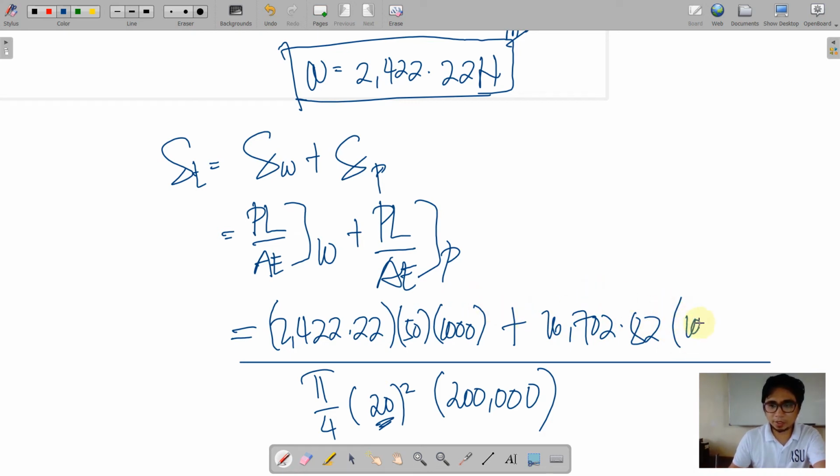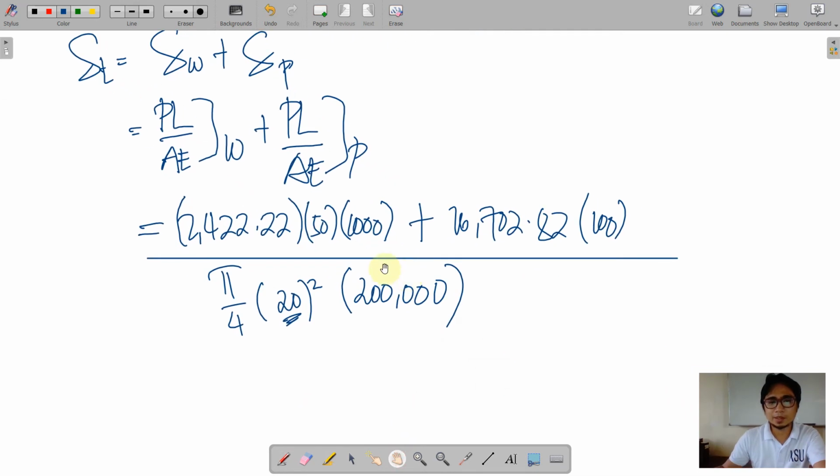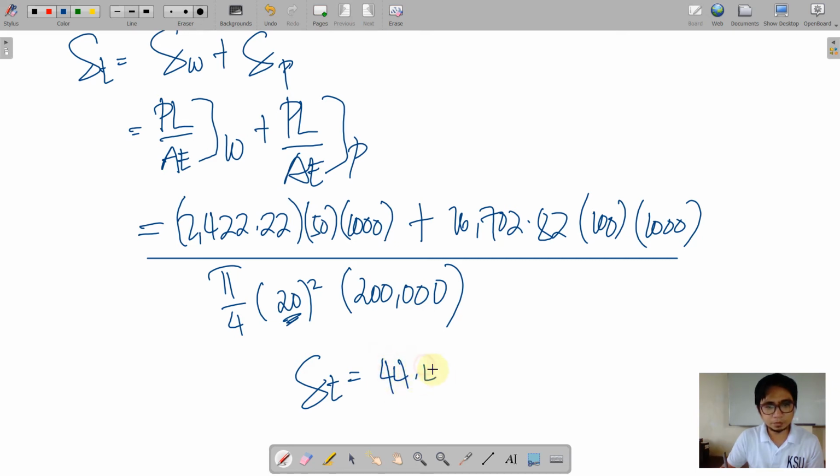times the length. This time we are going to consider now the whole or the entire length. So we multiply that again by 1000. So we come up with the total stretch. We have 44.43 millimeters. This will be the total stretch of the bar suspended from the ceiling.